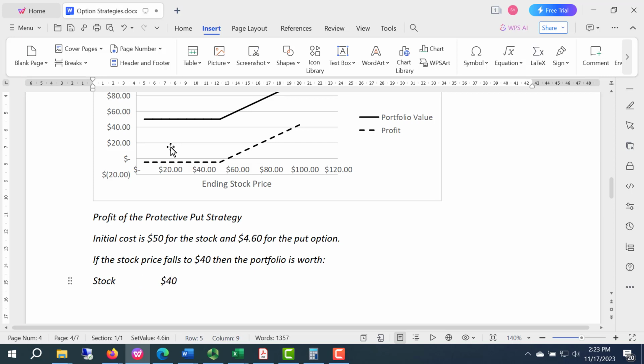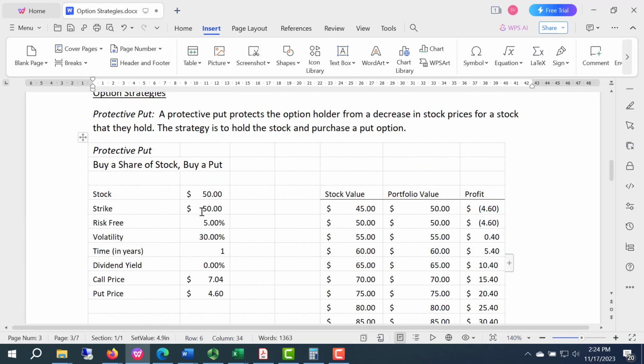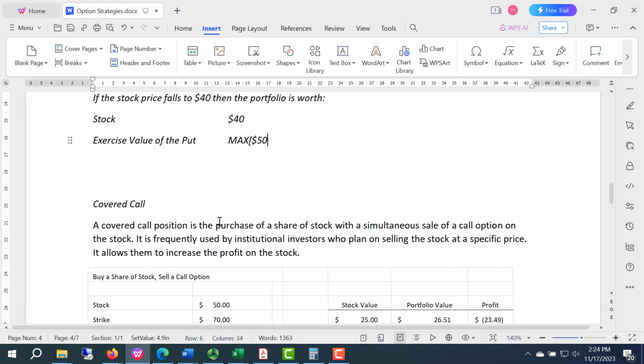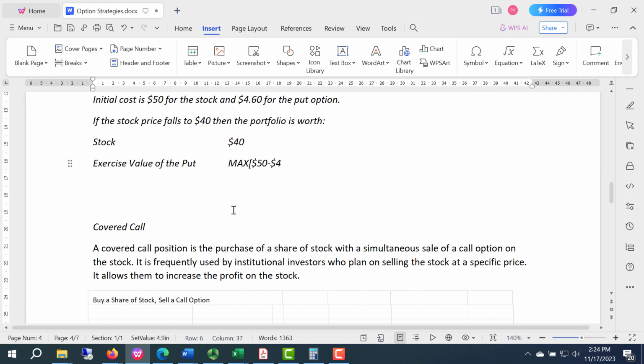And then the exercise value of that put, in that case, is going to be equal to the maximum of the strike price, which given above is $50, minus the $40 new price, or 0. So that's going to be equal to $10.